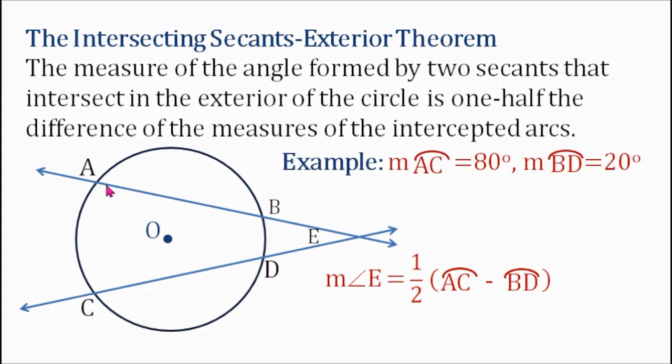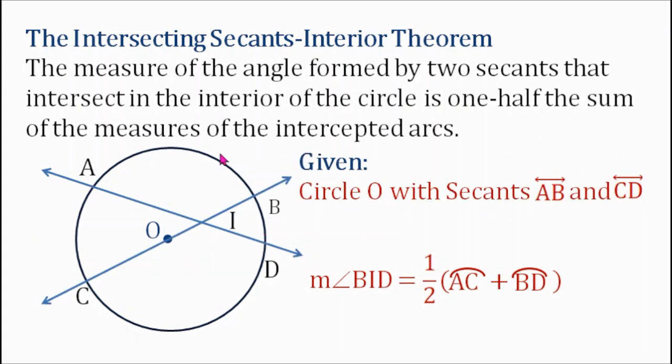For example, if arc AC measures 80 degrees and arc BD measures 20 degrees, using this formula, the measure of angle E equals 1/2 of the difference between 80 degrees and 20 degrees. And then 80 minus 20 is 60, and 1/2 of 60 is 30 degrees. So this angle here measures 30 degrees.